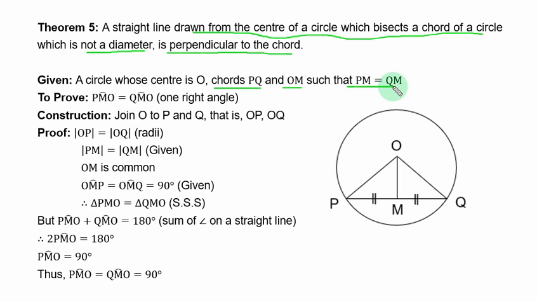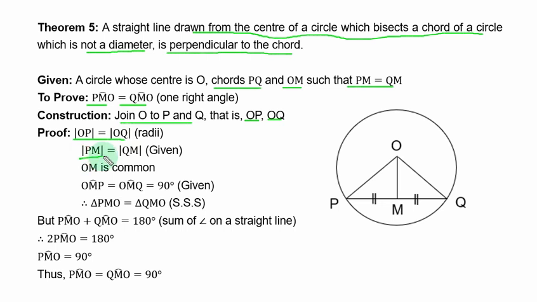Given a circle whose center is O, we have chords PQ and OM such that PM is equal to QM. We proved this in Theorem 4. Here, we want to prove that angle PMO is equal to QMO. Construction: join O to P and Q, that is OP and OQ. Both are radii.